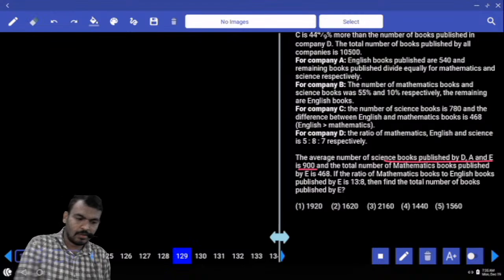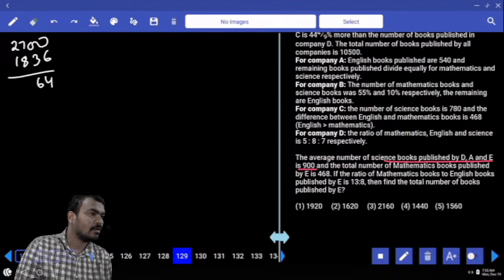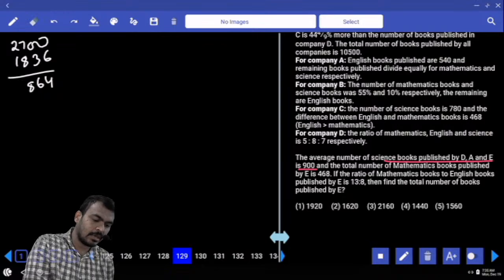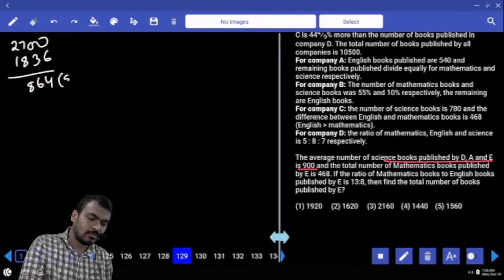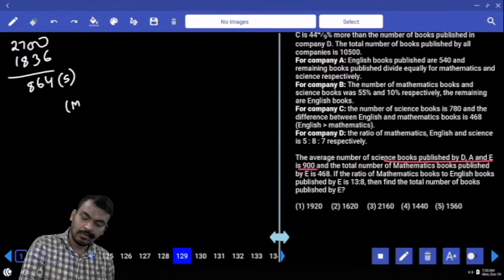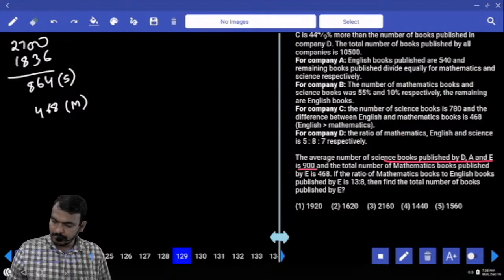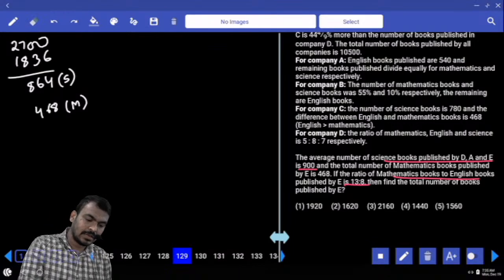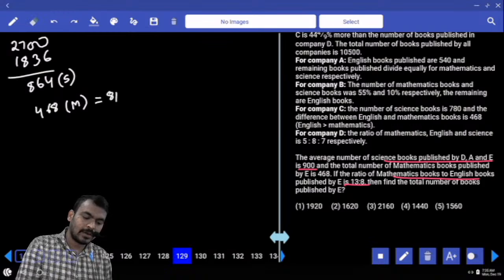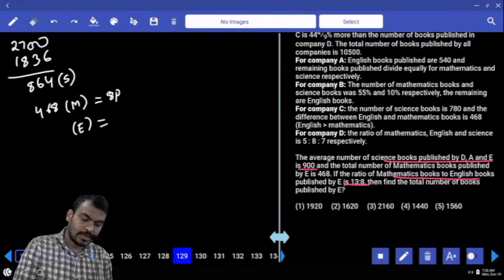1836. Out of 2700, we are subtracting 1836. What is the remaining value? 864. 26 minus 18, 1800. It means science books are 864. Next, maths books are given as 468. The ratio of maths to English books is given as 13:8. It represents how many parts? 8 parts, 13 parts.